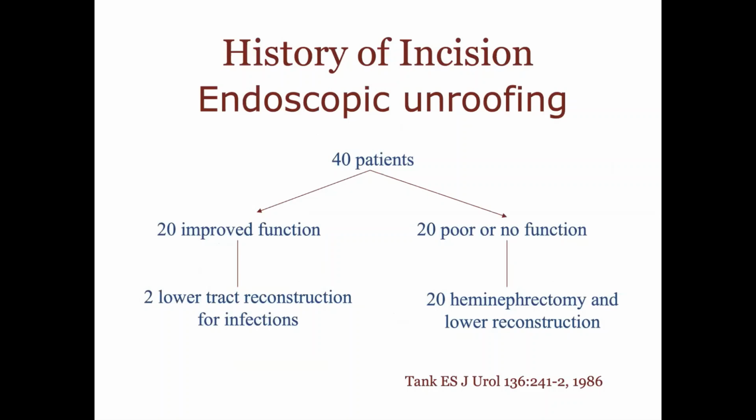And in the 20 patients that had poor function and reflux, he did nephrectomies. And in the 20 that had somewhat improved function, only 2 of those 20 patients that had iatrogenic reflux into the ureterocele moiety actually had, he thought, clinical indications for intervention.